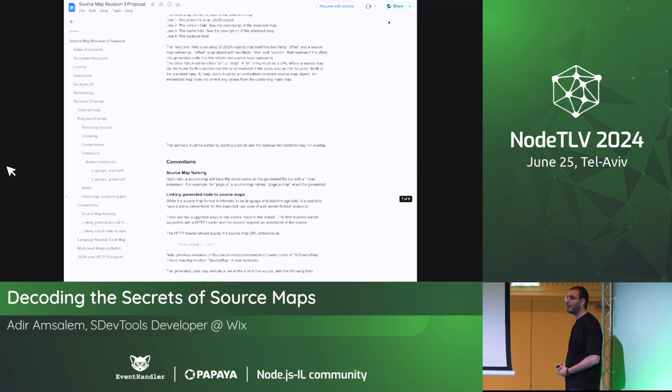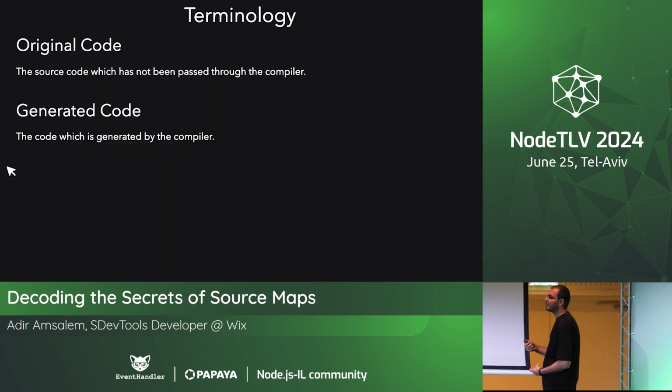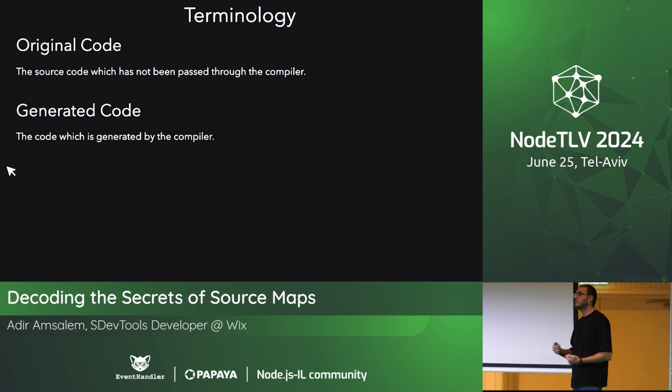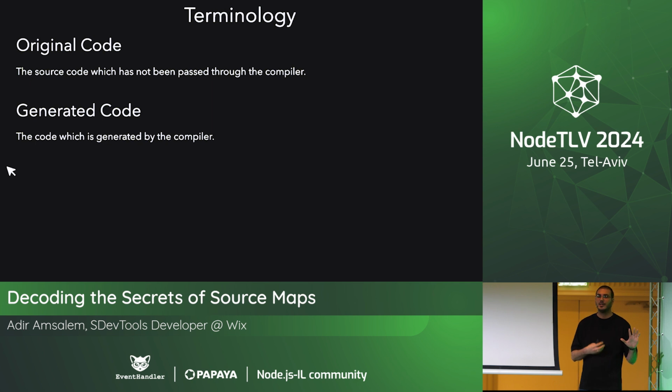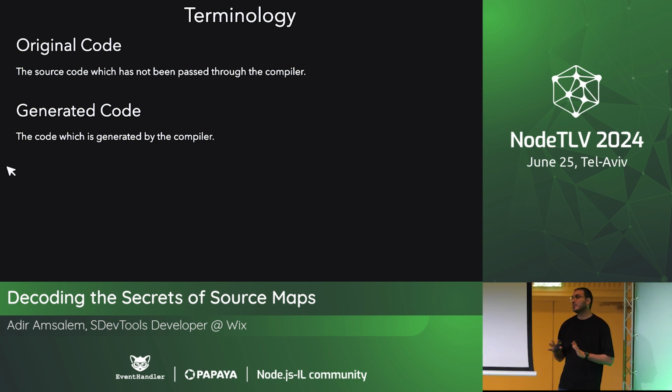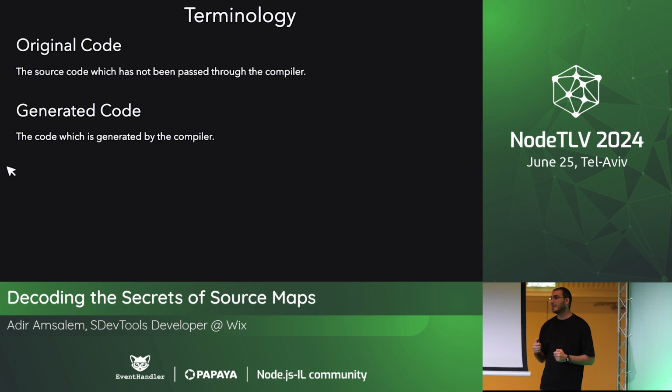and this is basically the spec for source maps. And in order to understand source maps, we need to understand some terminology. So let's clarify it. In source maps, we have the original code, which is the code that we wrote originally. For example, the TypeScript code that I showed initially. And we have the generated code, which is the code that compilers or transpilers generated for us.